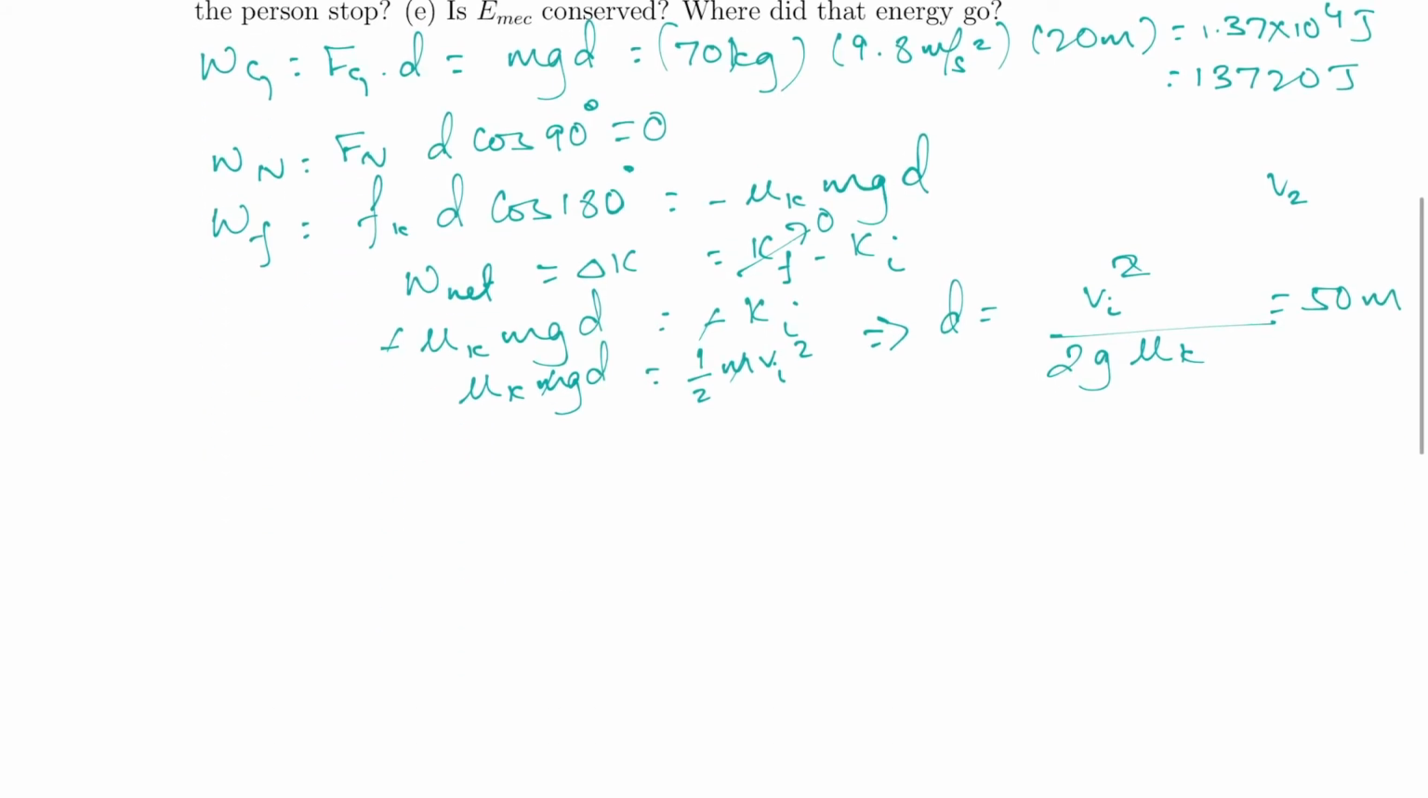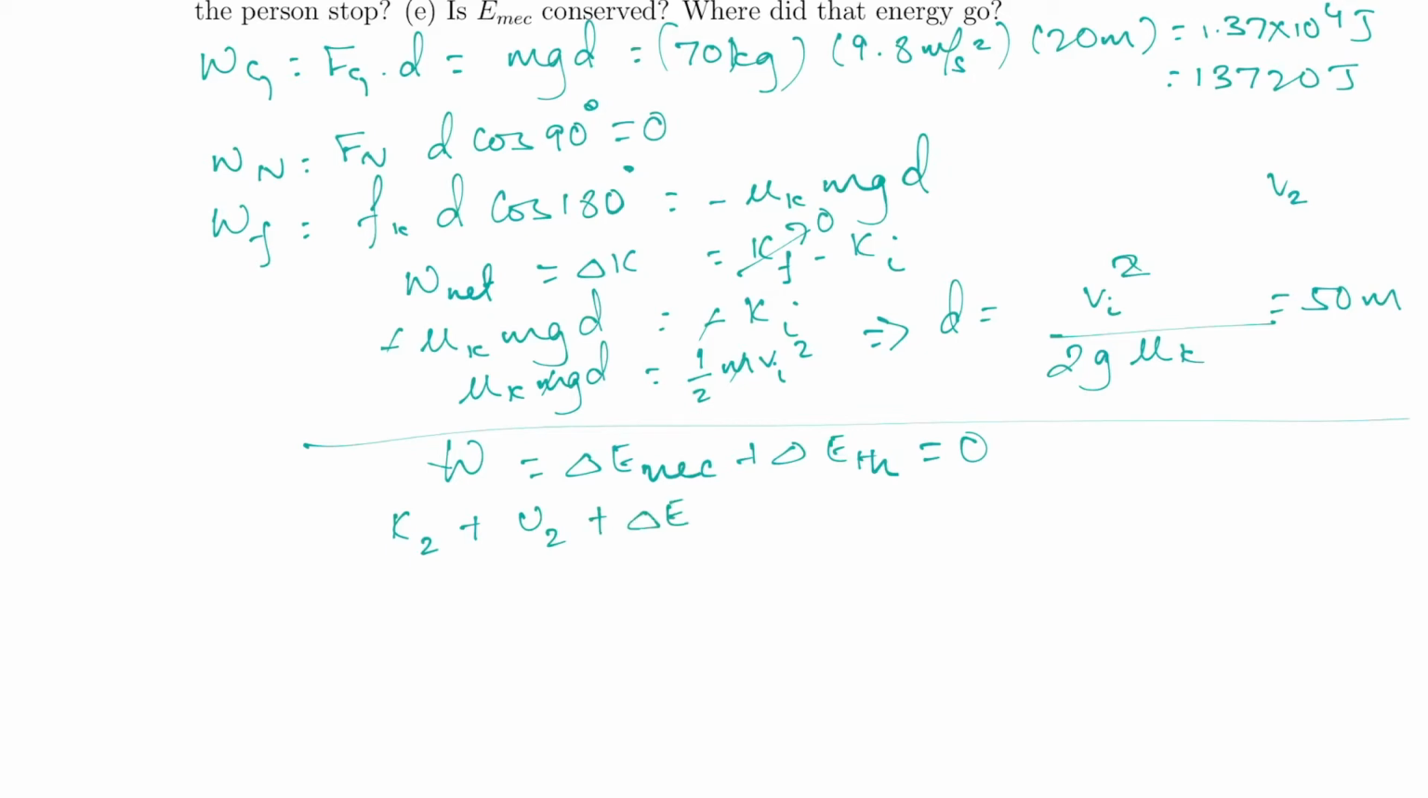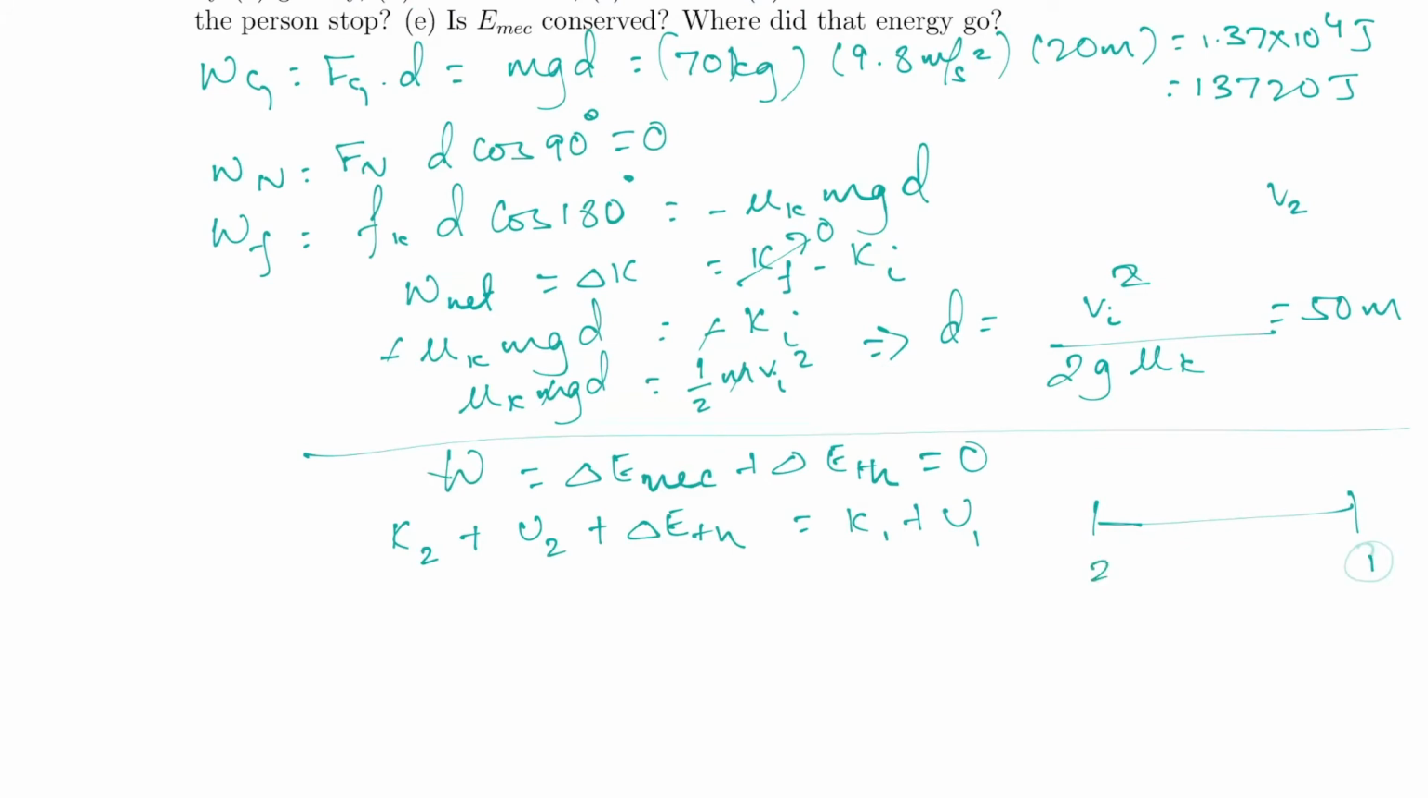Similarly, if we use the conservation of energy equation, since there was thermal energy and friction involved, we can write that as a thermal energy. So work done equals change in E mech plus change in E thermal equals 0. If you rewrite this equation, you get K2 plus U2 plus change in E thermal equals K1 plus U1. So we are just talking about this mud pit. So position 1, position 2.